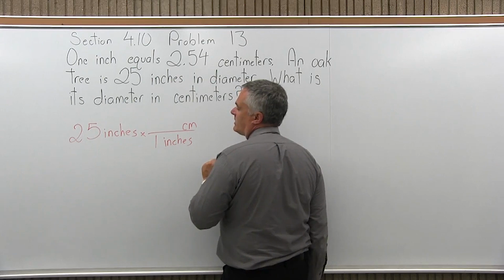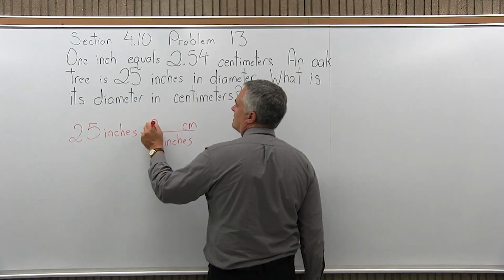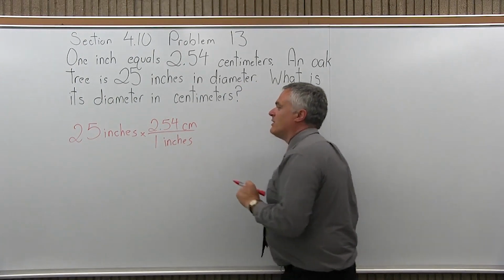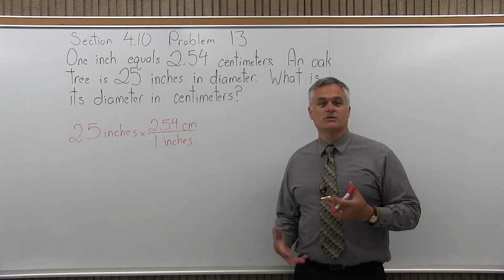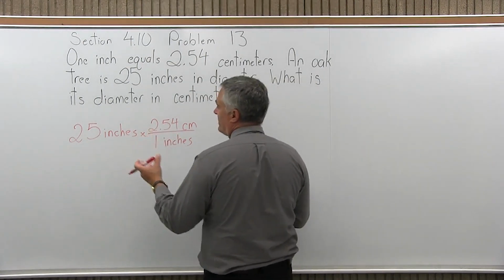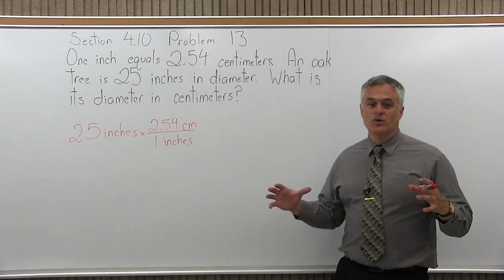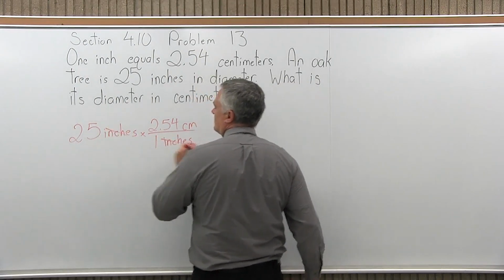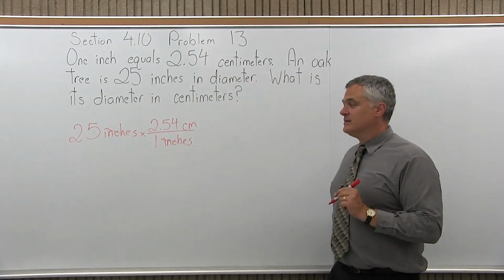So to make it equivalent, 1 inch is the same as 2.54 centimeters. Now you have the same amount in the numerator and denominator, so it's essentially a 1. I'm multiplying 25 inches times 1, so I'm not really changing the diameter of the oak tree, I'm just changing the units of measure. Inches in the numerator, inches in the denominator will cancel.